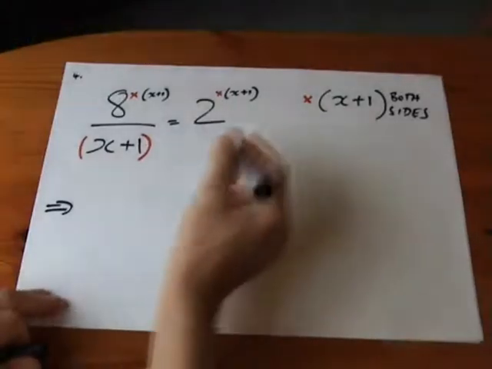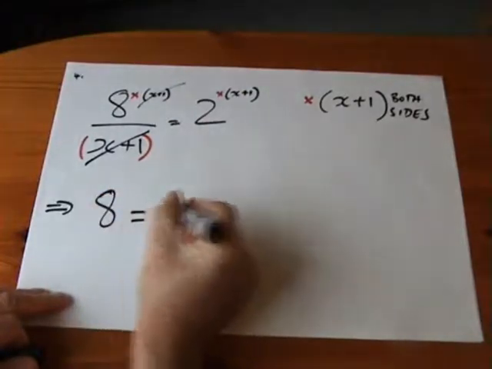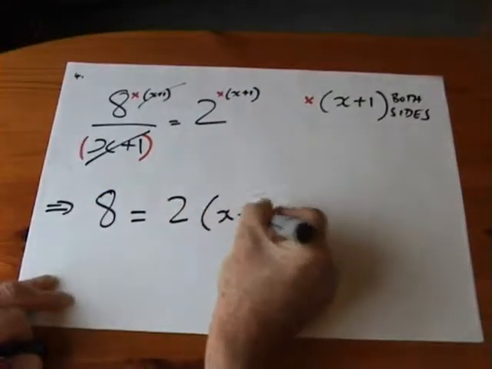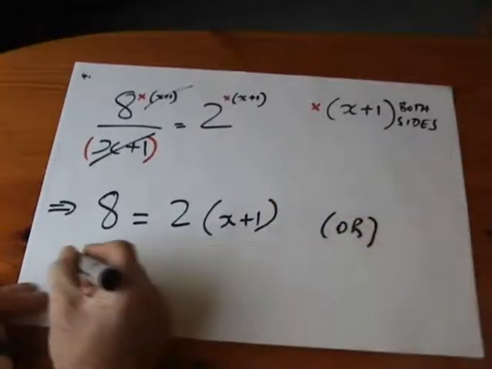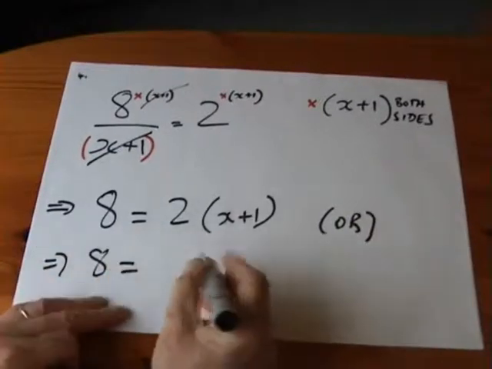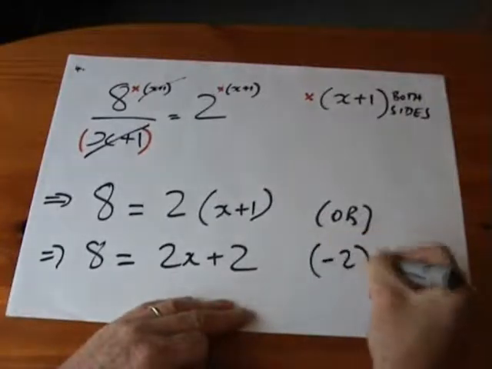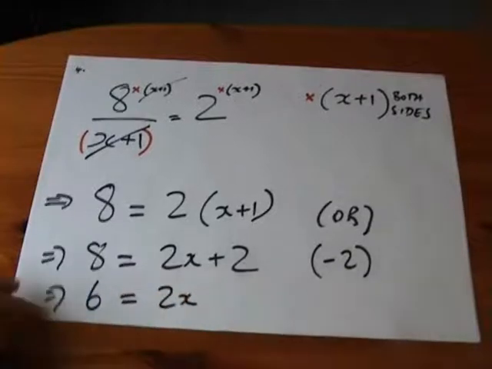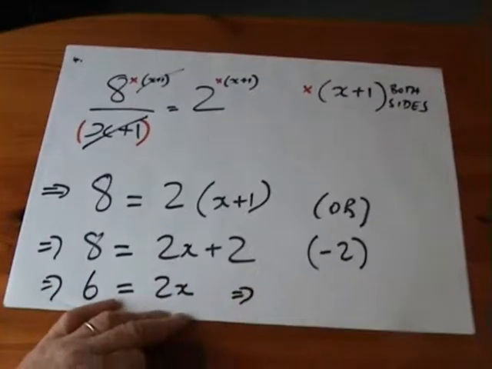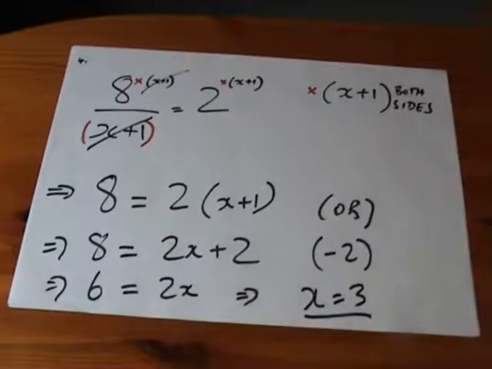If I do that and follow it through and multiply both sides by x plus 1, of course that will cancel, giving you just 8, and you end up with 2 lots of x plus 1 on the other side. And of course then if I open the brackets, I would get 8 equals 2x plus 2, and if I subtract 2 from both sides, I get 6 equals 2x, and then divide both sides by 2, and x equals 3, which is what I had before. It's the same method applied in just a slightly different way.